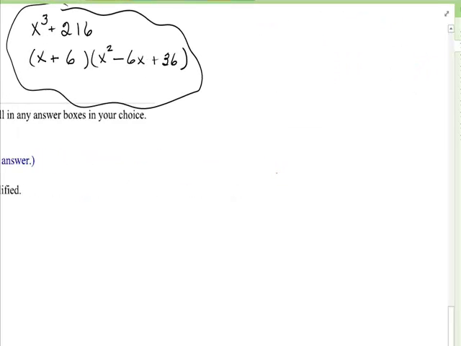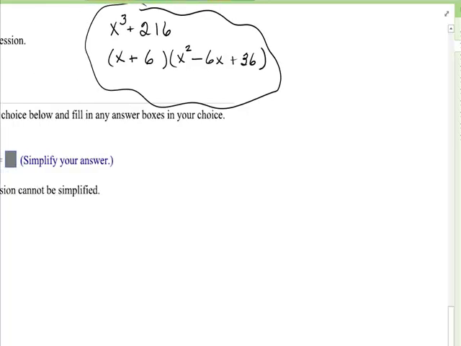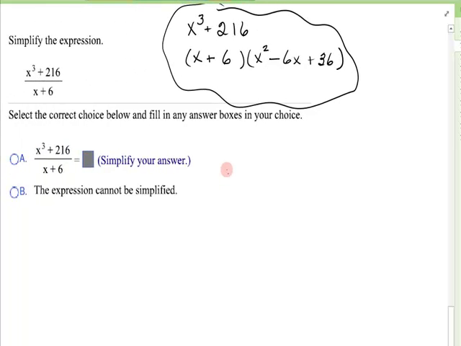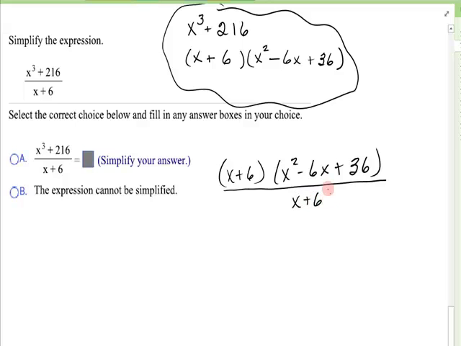The numerator is x plus 6 times x squared minus 6x plus 36 over x plus 6. The common factors are usually very obvious. Once again, I'm left with a factor only in the numerator, so it is x squared minus 6x plus 36. It's over 1. We don't write down denominators of 1. If you feel more comfortable leaving it in parentheses, you can.